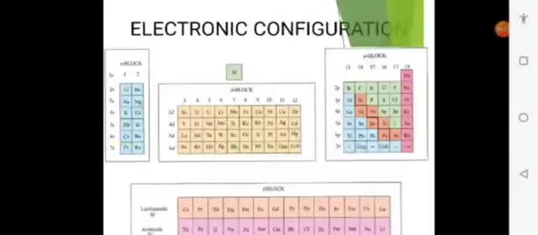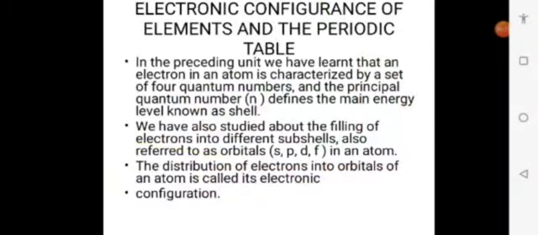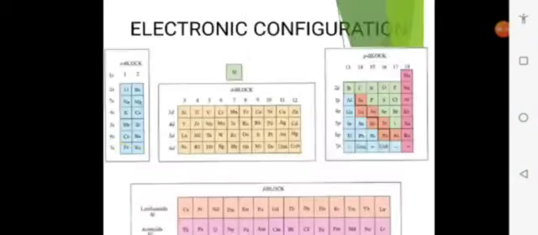So there are 4 types of orbitals, s, p, d, f, and the long form of the periodic table is classified as s, p, d, f blocks. So this is the periodic table. In blue color, we can see the S block elements, lithium, sodium. We can easily learn them by rhymes.